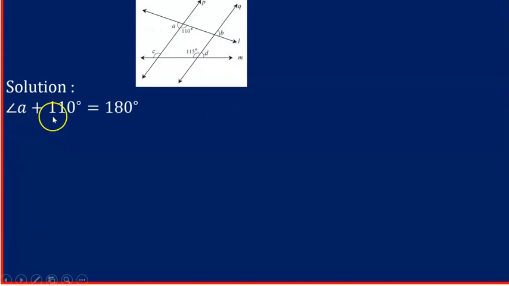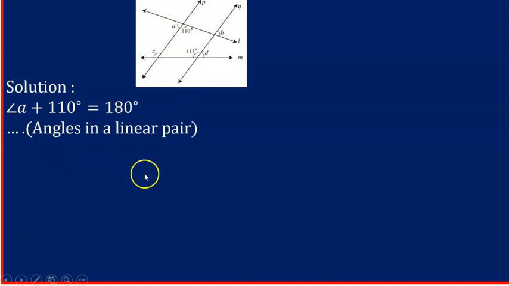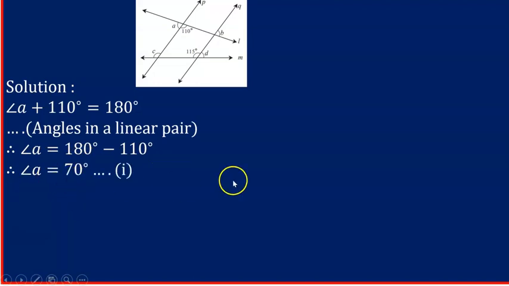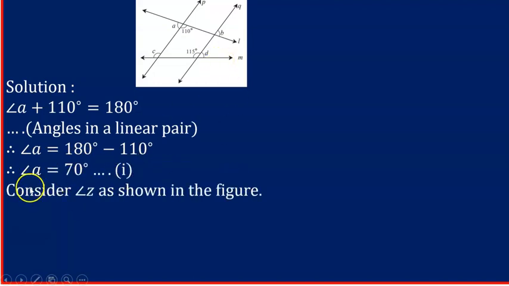Measure of angle A plus measure of angle 110 is equal to 180, since the angles form a linear pair. Therefore, angle A is equal to 180 minus 110, so angle A is equal to 70 degrees. This is the first one.